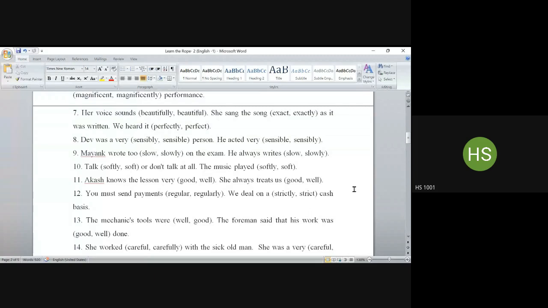Fifteen: he did not lift the weight as easily as he thought he would. Ma'am, the fifteenth question is not visible. Fine.